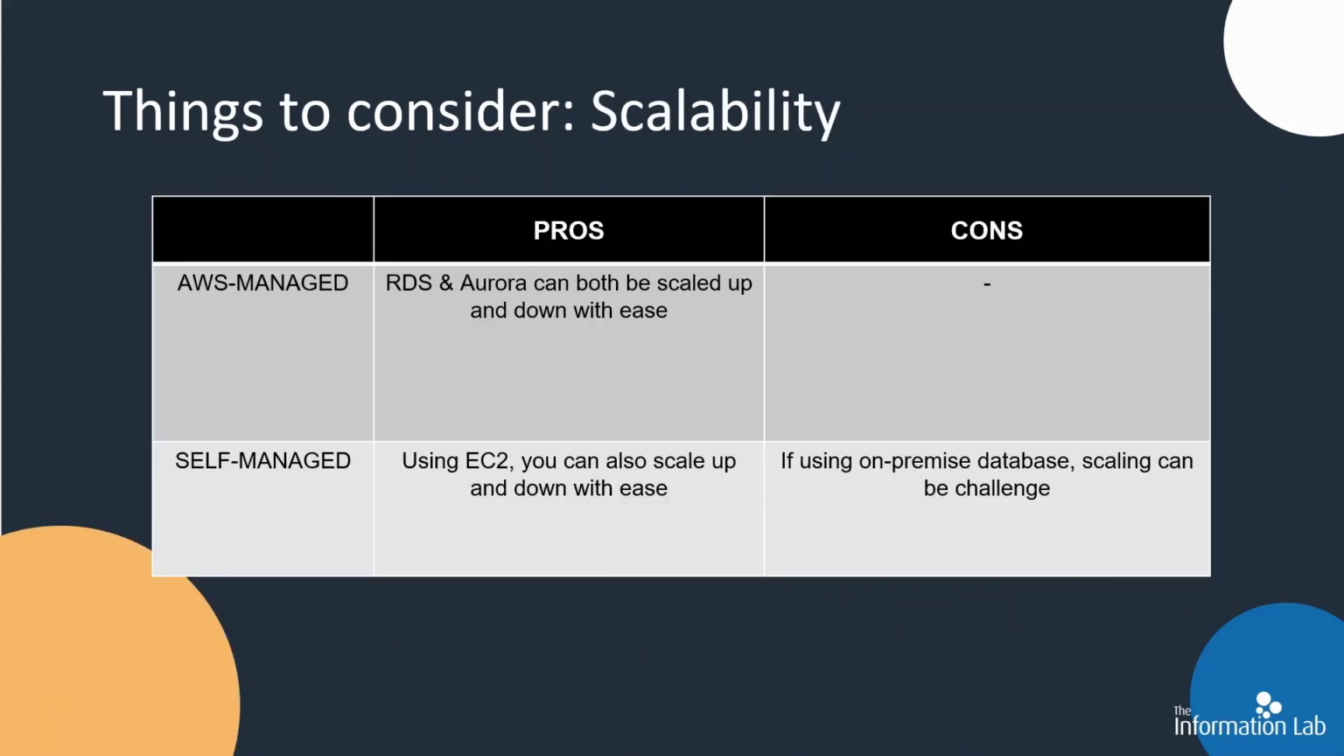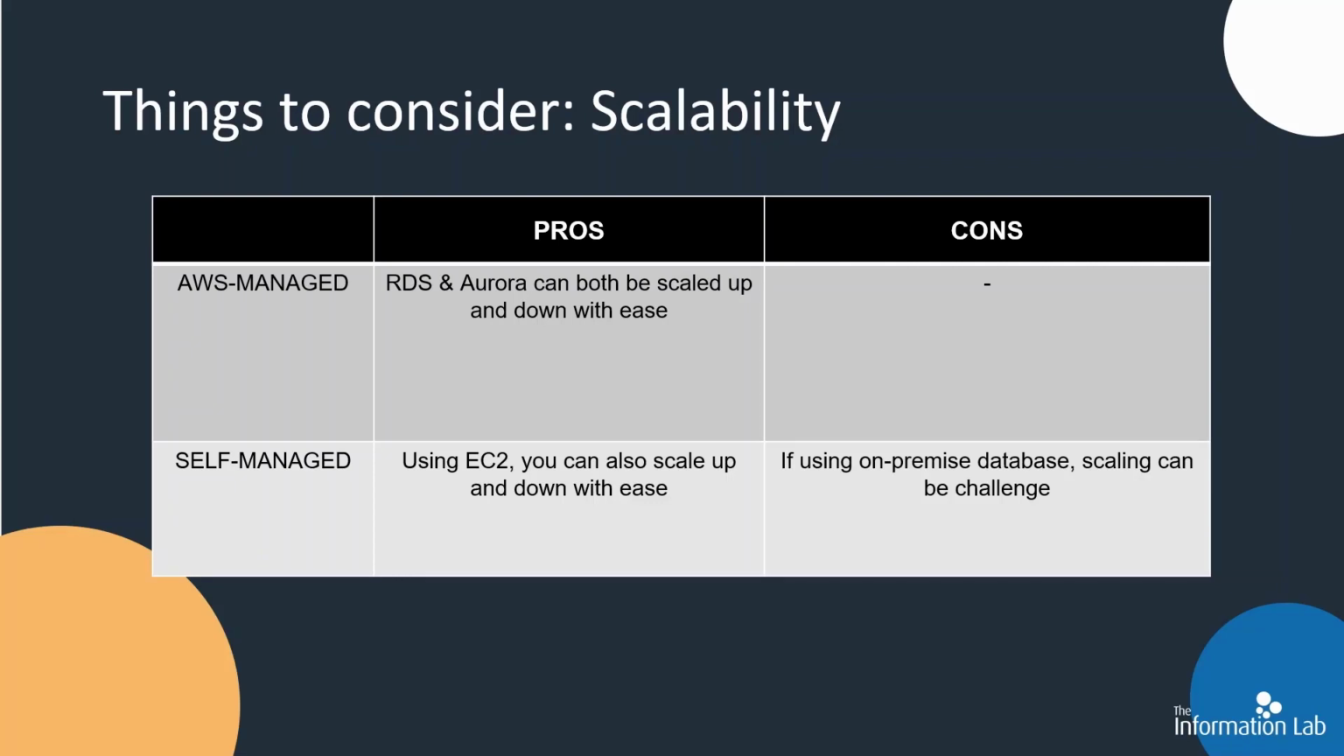Scalability, again, all the benefits that you have with an AWS managed service, you can easily scale up and down with RDS and Aurora. You can choose which size of machine you want them to run, just as simple as changing an option. EC2, you also have the same available options. The only downside might be if you're running this in-house as opposed to on AWS.